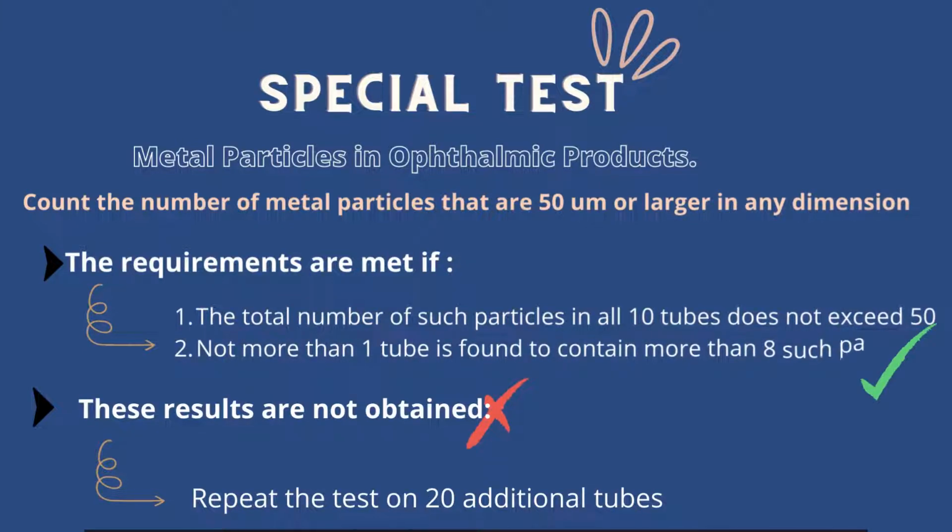The requirements are met if the total number of such particles in all the 10 tubes doesn't exceed 50, and not more than one tube is found to contain more than 8 such particles. If these results are not obtained, repeat the test on 20 additional tubes.